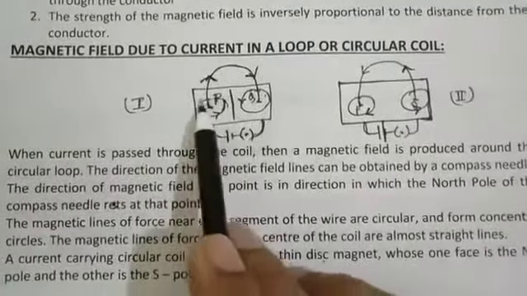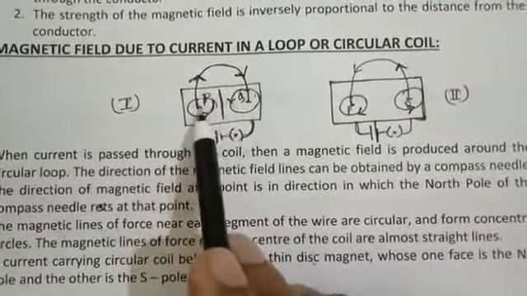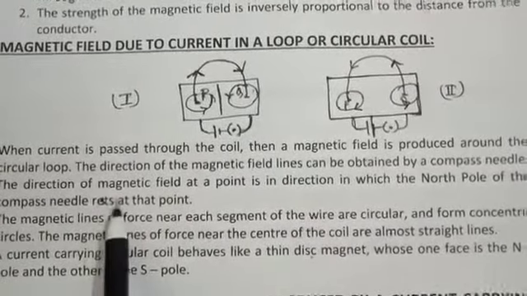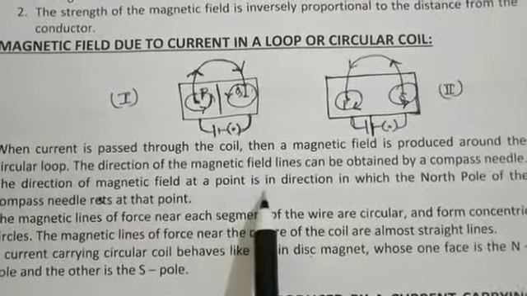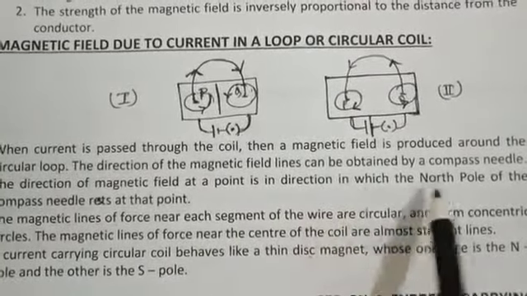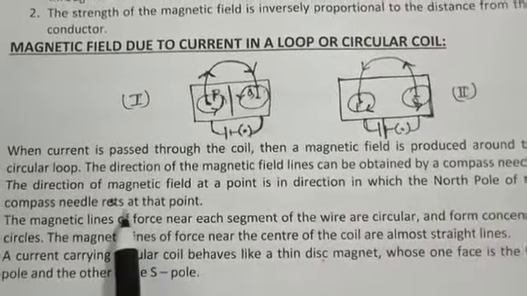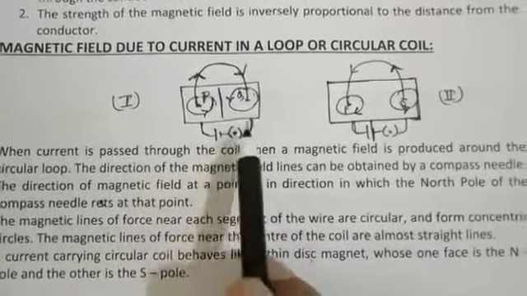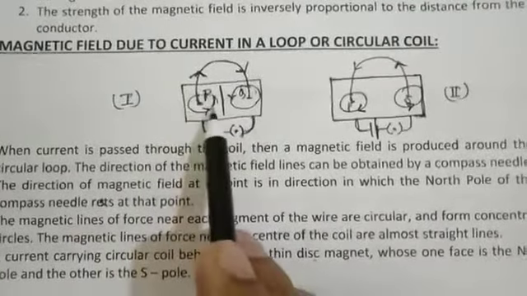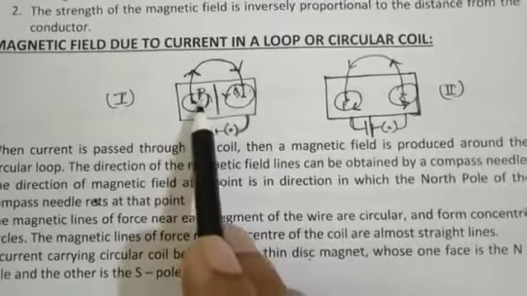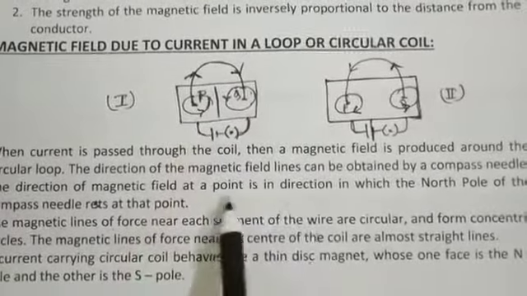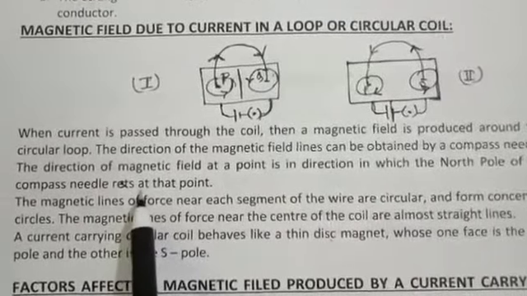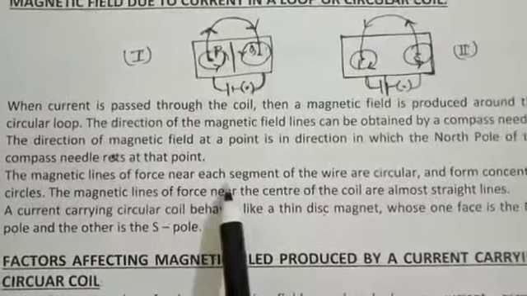That means if you want to know what is the nature of the magnetic field around P and Q, we can use a compass to know the nature of the magnetic field. The direction of the magnetic field at a point is the direction in which the north pole of the compass needle rests at that point. So when we perform a practical and we want to know the direction of the magnetic field, we will put a compass near the point P, and the direction of the magnetic field will be given by the north pole of the compass needle.